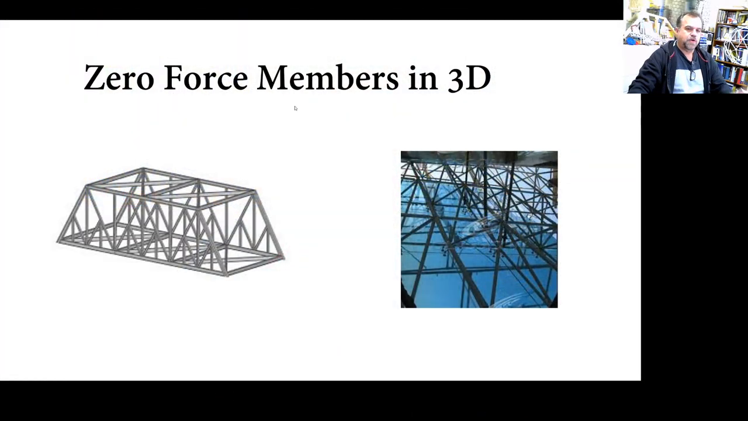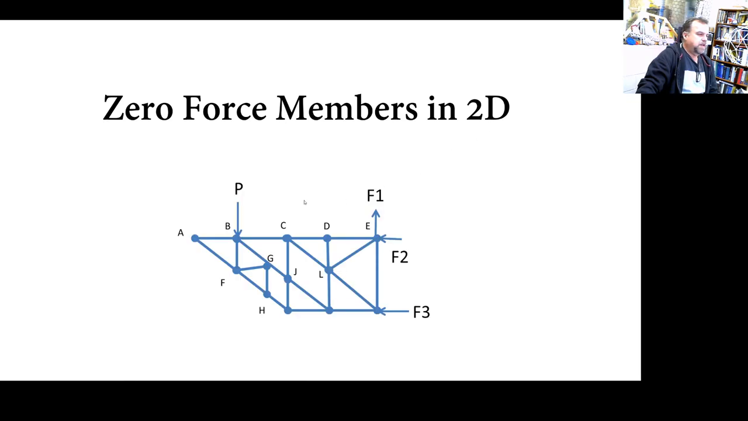So today we are going to be talking about zero force members, and I know I covered this in statics, but this is the part for structural analysis. So we're going to be talking about how to identify zero force members in 3D. First, just a quick review. On the YouTube channel, I also have a video for zero force members in 2D, and it's a very comprehensive problem, so I would recommend you go over there and check it.